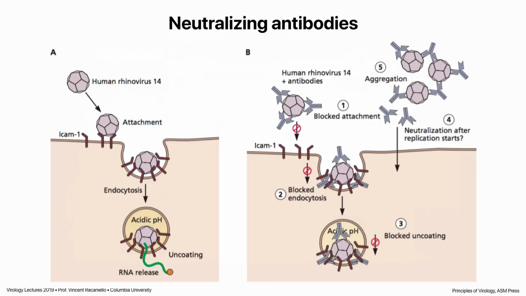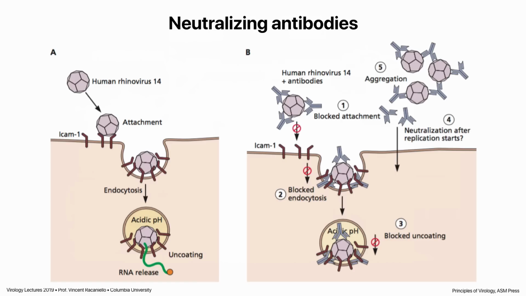So here is a schema that answers the question, how do neutralizing antibodies work? I've told you that some antibodies against the virus can block infection. Well, how do they do so? To illustrate that, on the left we have the pathway of entry into a cell of a rhinovirus, which is binding a cell surface receptor. It's being taken up by endocytosis, and then when the pH drops, the RNA comes out of the particle and initiates the reproductive cycle. On the right is shown the different steps where neutralizing antibodies can interfere with infection.